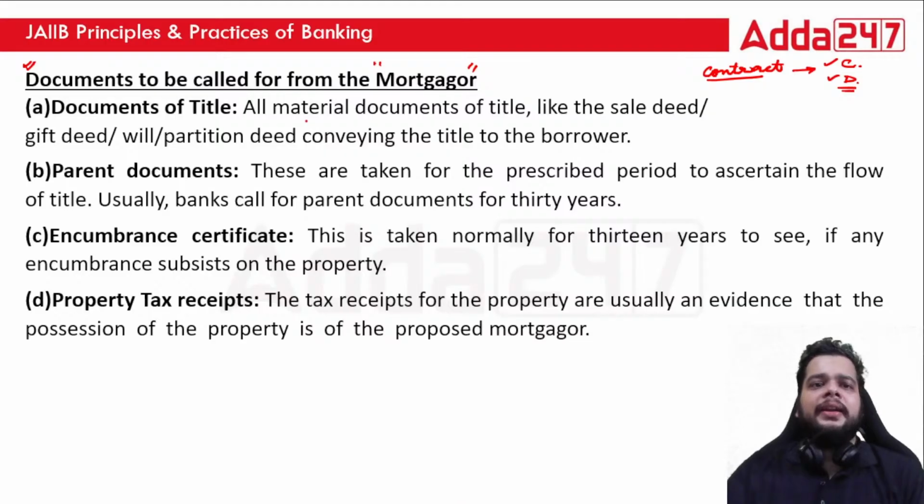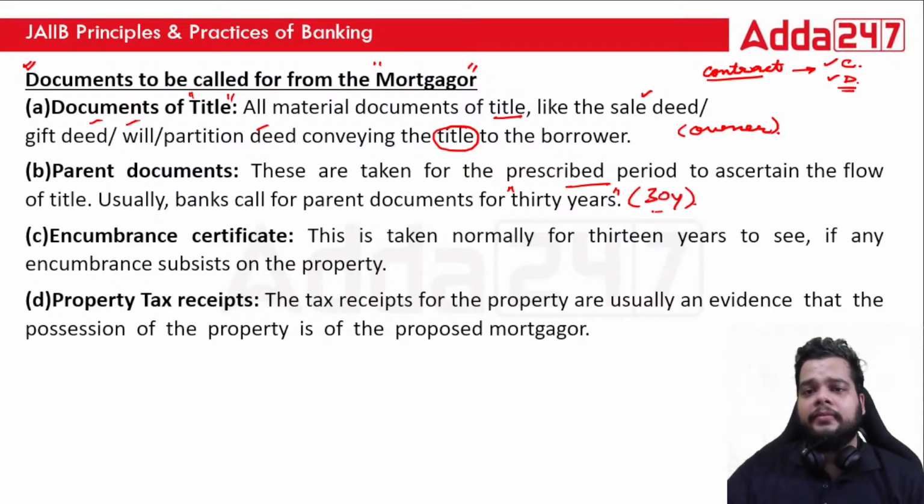So documents of title, the first document, all the material documents of title like the sale deed, gift deed, will, partition deed, conveying the title to the borrower that yes, this borrower is the actual owner of the land. Parent documents, there might be certain documents, or you can say previous documents related to this title. These are taken for the prescribed period to ascertain the flow of title. Usually banks call for parent documents for 30 years. Fine. So revenue authorities mostly they have the record, the land record with them. And when we talk about the time duration, it will be 30 years here.